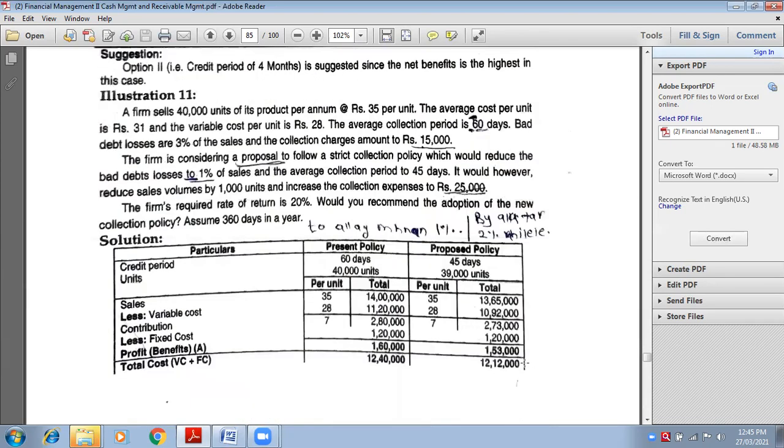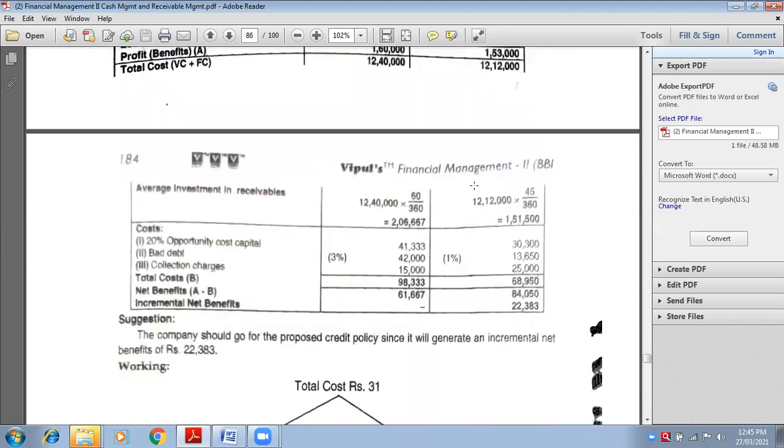Now, administration charges. Administration charges means collection expenses only. Don't get confused. So collection charges here in the present situation are 15,000 and in the proposed situation, collection charges are 25,000. Already given, everything is given. So just write down collection charges. In the first case, 15,000 and in the second case, 25,000. Now tell me the total cost, block B. Is it 98,333 and 68,950? Yes.